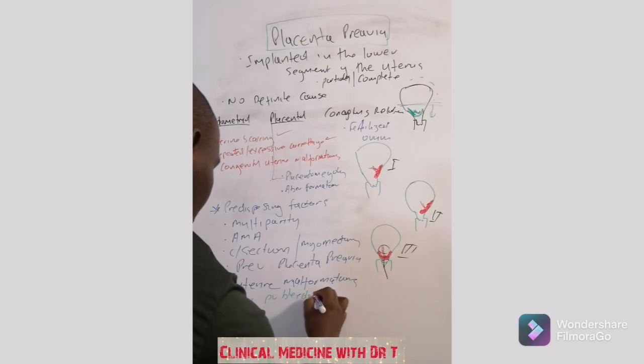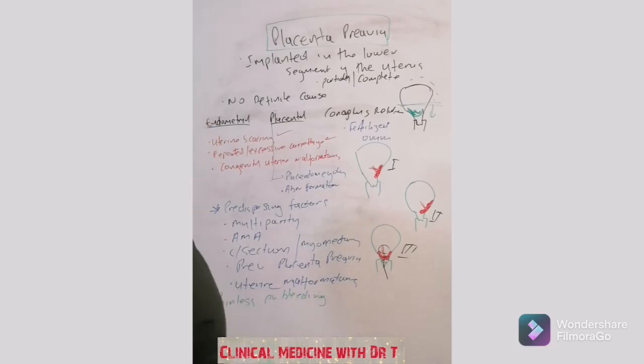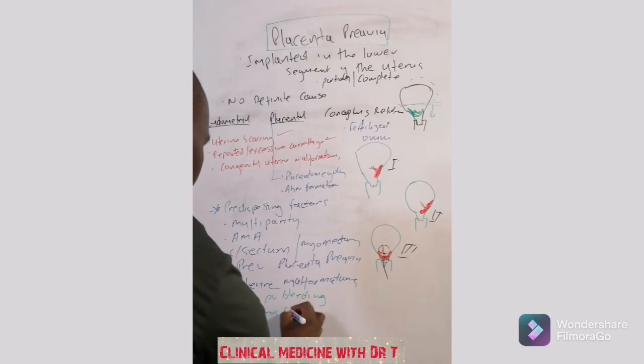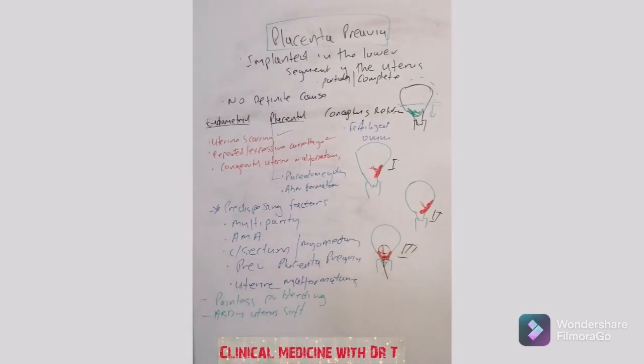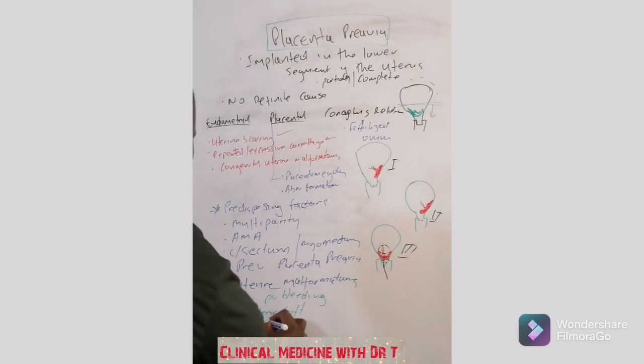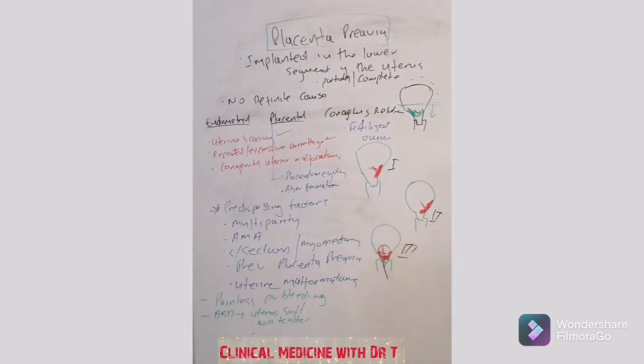And this differentiates, we're going to talk about the other conditions later on, but it differentiates this from things like uterine rupture. So it's painless PV bleeding. And when you do the abdomen examination, the uterus will be soft and not hard. It's going to be non-tender. So these are very important features that they will ask you in the exams.